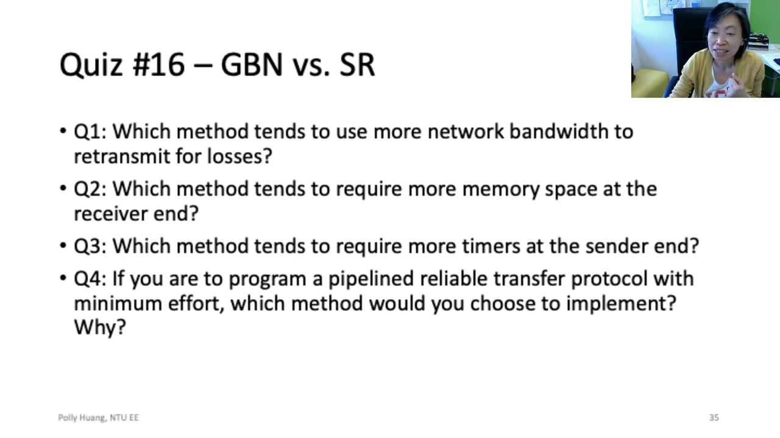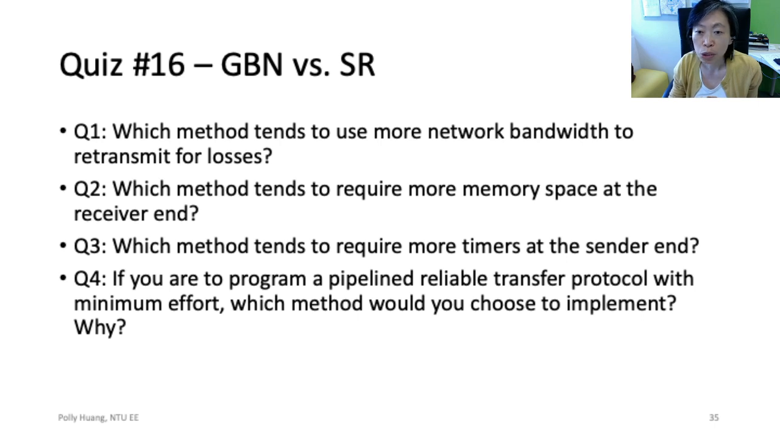Q2 asks, which one of these tends to require more memory space at the receiver side? At the sender side, they all have to keep these windows of packets that are in flight, not yet acked. But at the receiver side, does Go-Back-N require memory space to store arriving packets? Does selective repeat require the receiver to store the arriving packets?